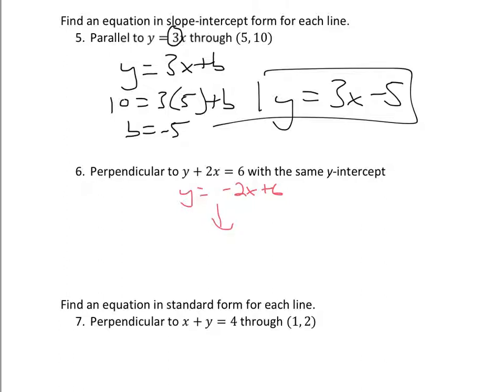The perpendicular one, right, is the opposite reciprocal of that. So it's going to be positive, flip it, right? 2 is the same as 2 over 1. When you flip it, it's going to be 1 half x. Same y-intercept, plus 6. That's it.